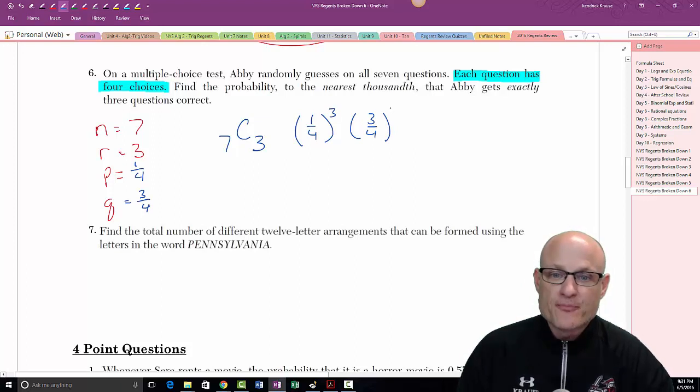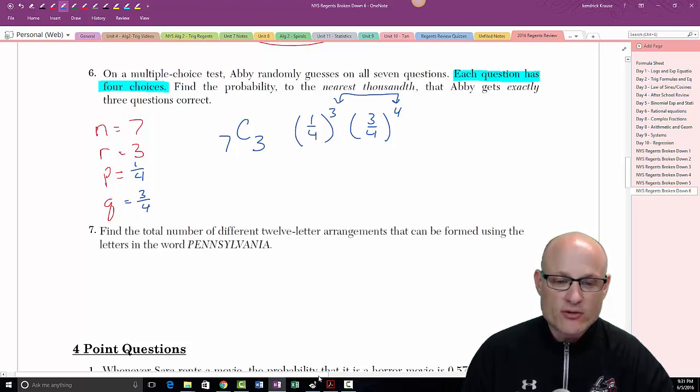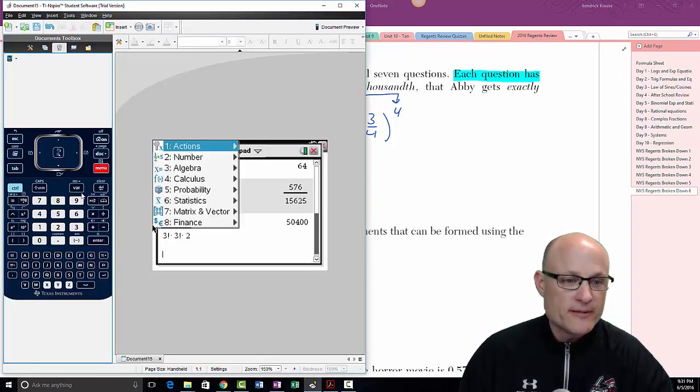Use them appropriately. We're going to have to put the 3 up there and the 4 up there. Don't forget these have to add up to 7 in this case. So we go over to our calculator. We go menu 5, 3.